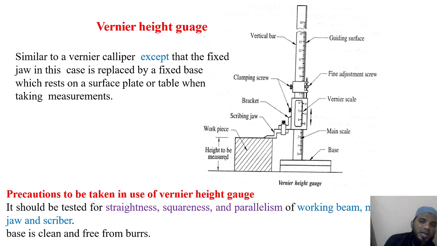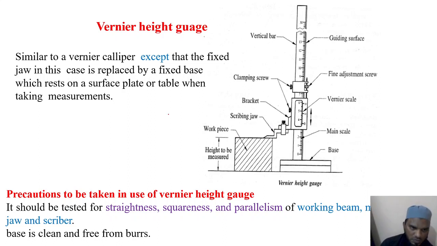Next is the vernier height gauge. The vernier height gauge is the same as the vernier calipers. The only thing is, in this you can measure the height of the object. In this, the fixed jaw is the base, whereas the moving jaw is used to find the height of the device. That is the only difference between this scale and the vernier scale.